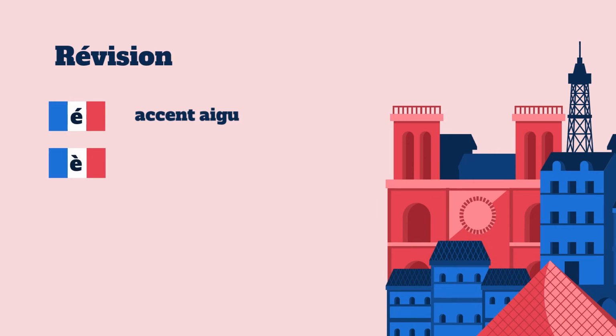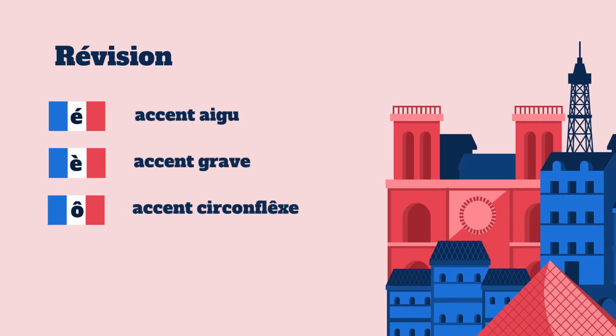What's the name of this one? Accent grave. It tells us to pronounce the E like E, as in egg. And this one? It's accent circonflexe. It may appear over any vowel, but it does not change the pronunciation. It indicates that an S followed that letter in Latin.